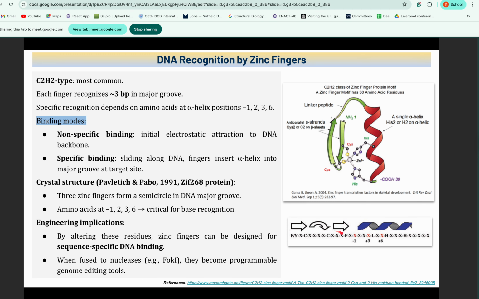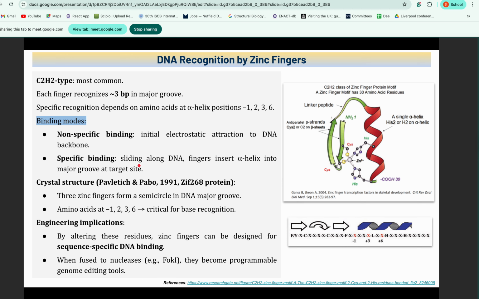So the residues which are responsible for identifying or binding to the DNA are -1, 2, 3, and 6. So they recognize the DNA strand. And binding modes: non-specific binding, which means initially the electrostatic attraction to the DNA backbone. And then specific binding, so sliding along the DNA, fingers insert the alpha helix into the major groove at the target site. So this is how binding takes place, and this binding is through electrostatic interactions. So this is non-specific binding initially, and then after sliding through the DNA, it becomes specific.